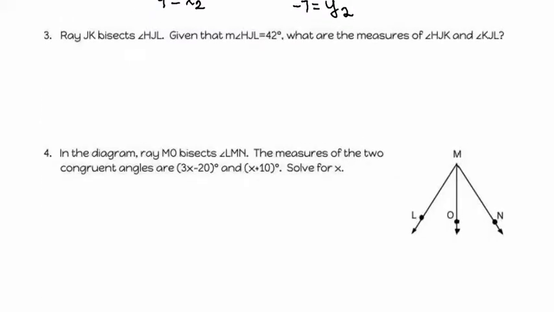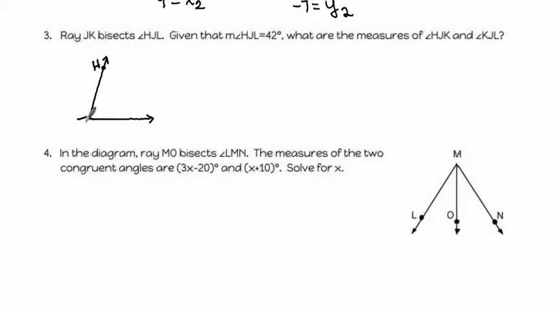I would advise you to get in the habit of reading one sentence at a time and to draw a diagram, label a diagram, do something with each sentence as you come to it. Don't try to just absorb it all and figure it all out in the end. So in this first sentence for number 3, ray JK bisects angle HJL. So I'm going to start by drawing angle HJL. Because it is a sketch, don't worry about whether it should be acute, right, or obtuse. Just get it onto paper.